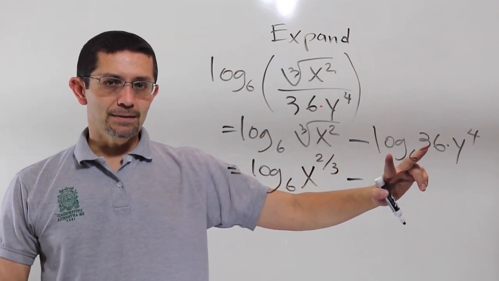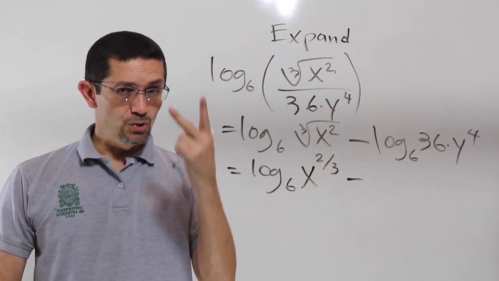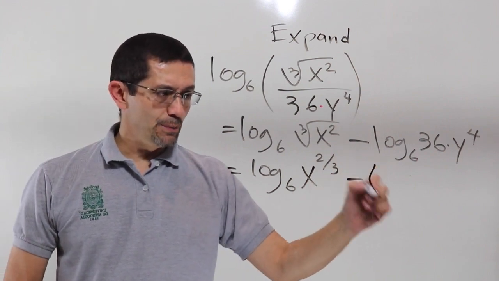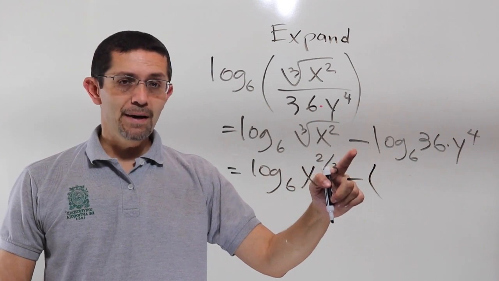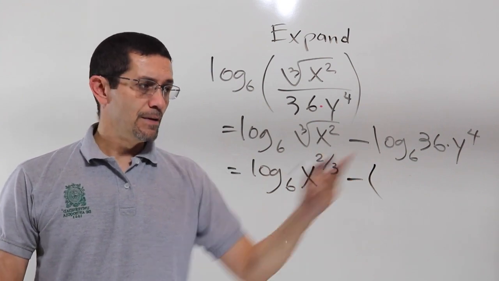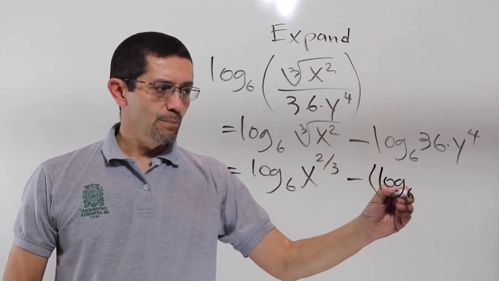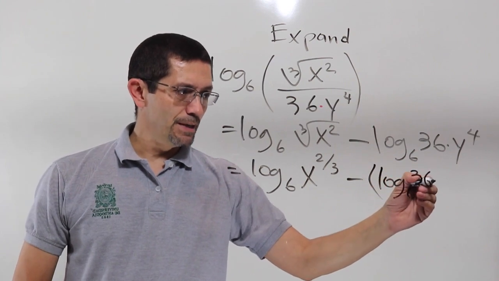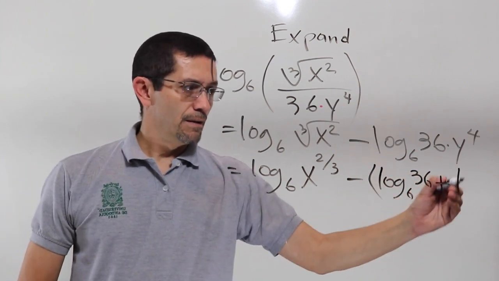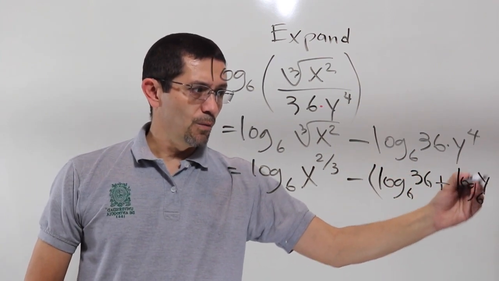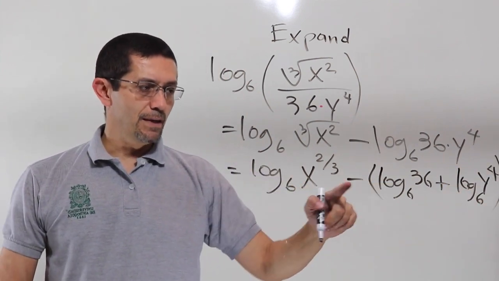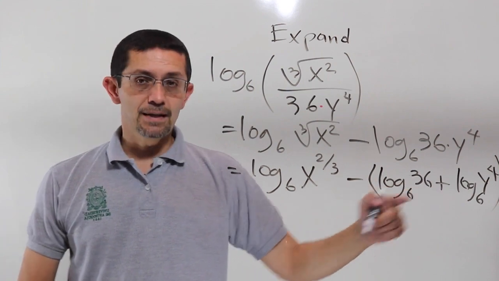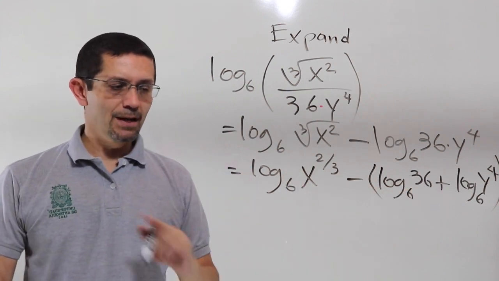Now this is a product. Because this product is going to break into 2 terms, I need to put a parenthesis here to make sure that I understand that it's going to be 2 terms and that minus is going to affect all of them. So here I have log base 6 of 36 plus log base 6 of y to the 4th power. Okay? Keep in mind, this negative will affect the first one and the second one. All right, so let's play around with the negative only.